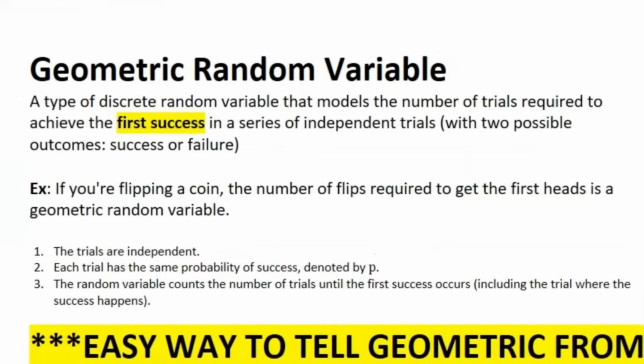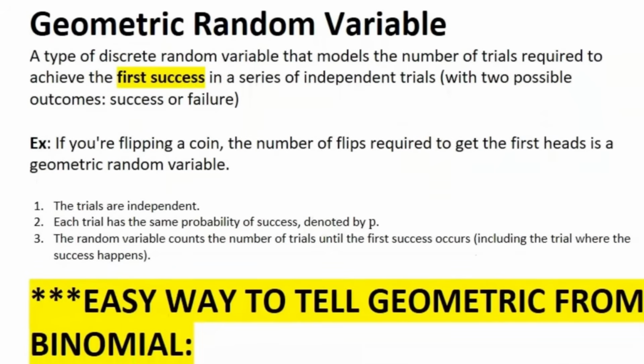So yeah. Now we're going to move on to geometric random variables. So these are a type of discrete random variables that models the number of trials required to achieve the first success. It's highlighted, it's bolded, the chance to achieve the first success in a series of independent trials with 2 possible outcomes, success or failure. So very similar to the binomial random variables. So example of this is you're flipping a coin and you're trying to see the number of flips it required to get the first heads.